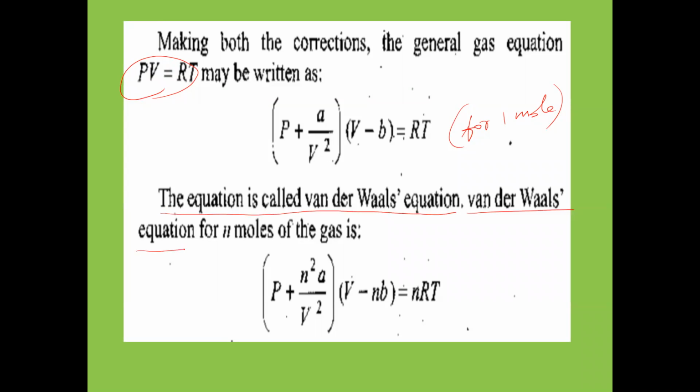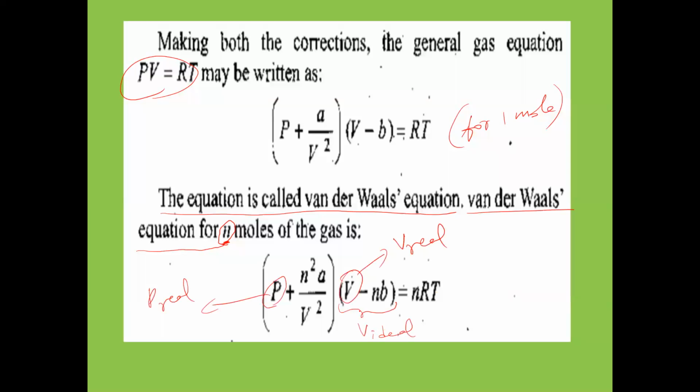And the Van der Waals equation for n number of moles is given by P plus a n square by V square, into V minus nb, is equal to nRT. Here P is the pressure of the real gas, and V is the volume of the real gas. And this total is V ideal.